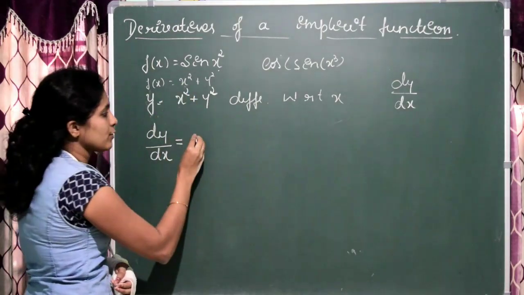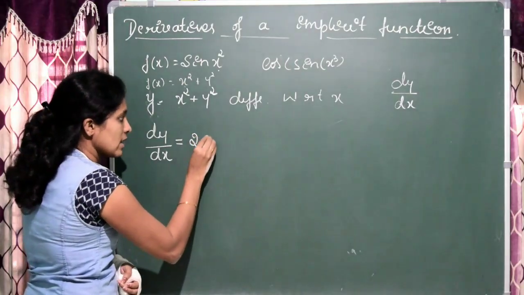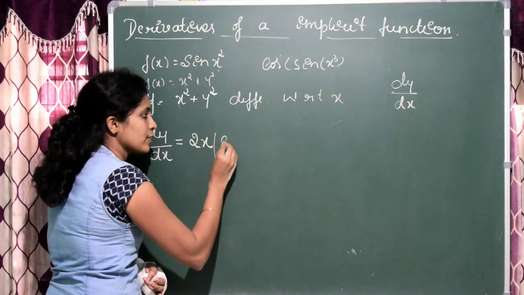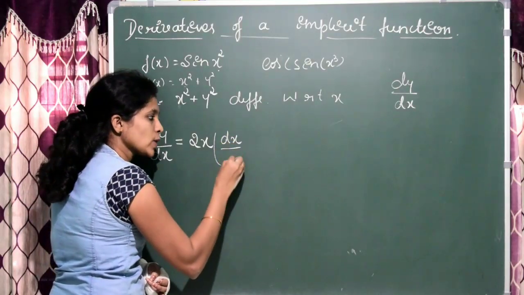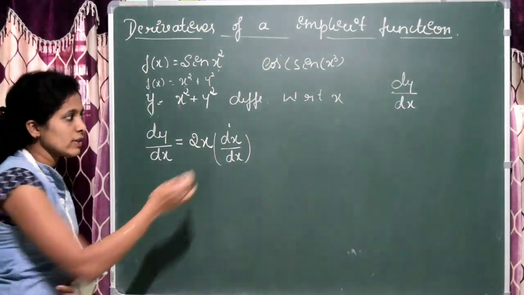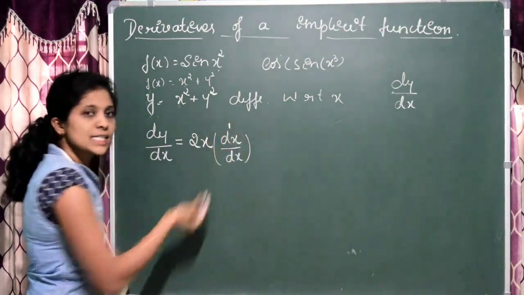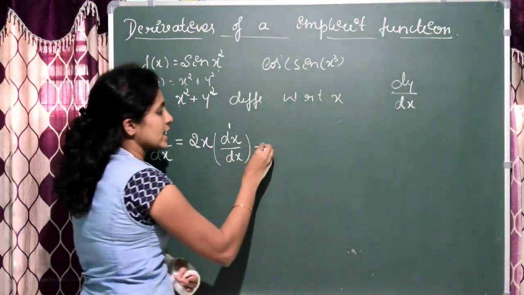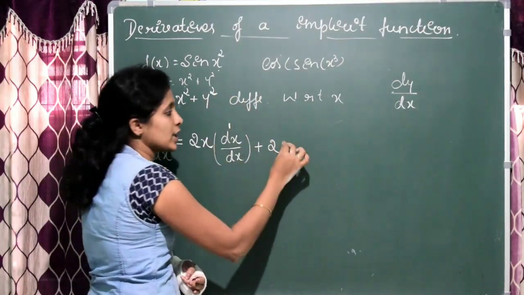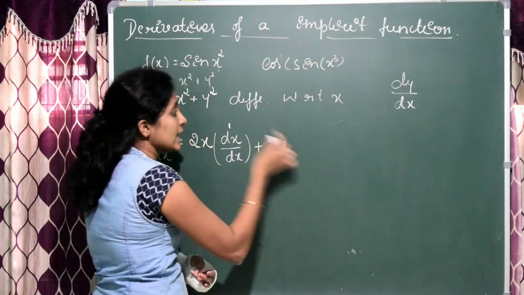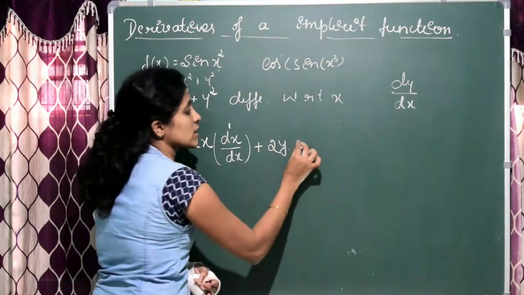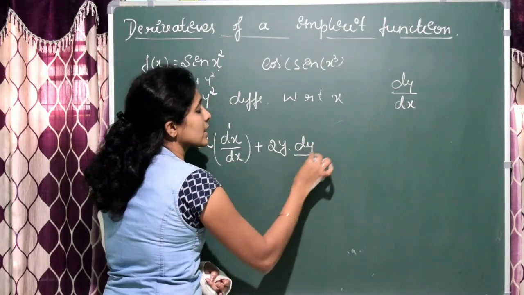Dy by dx is equal to the derivative of x square. You know that the derivative of x square is 2x. Then you have to differentiate x. The derivative of x will be 1. Why is it 1? Because we are differentiating x with respect to x, so this will be dx by dx and the dx will get cancelled. This is equal to 1. Usually we will not write this one. Directly we will represent this as 1 plus the derivative of y square. The derivative of y square, similar to x square, will be 2y, but here you are differentiating the function y with respect to x. So this will be now dy by dx.